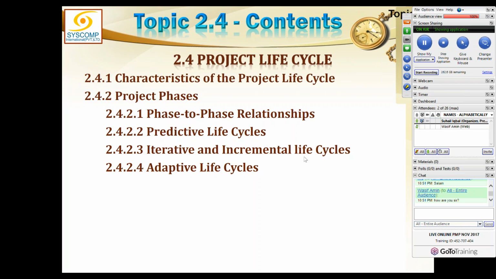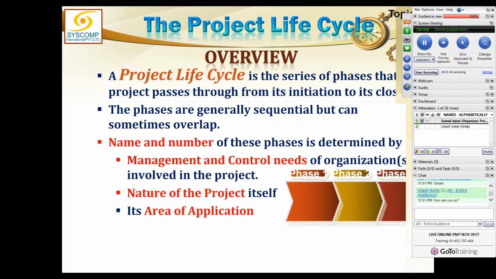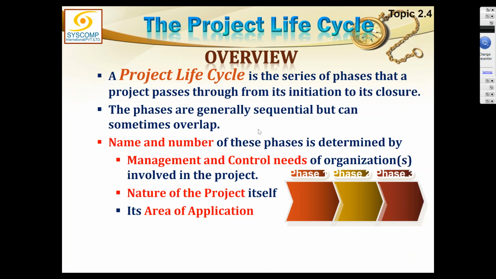So for a project, why do we need a life cycle? Because we need to define where the project starts and where the project ends. Now, for a project, how do we have the project phases? What could be the project phases? How many could there be? What should be the names of these project phases? So this is the question.